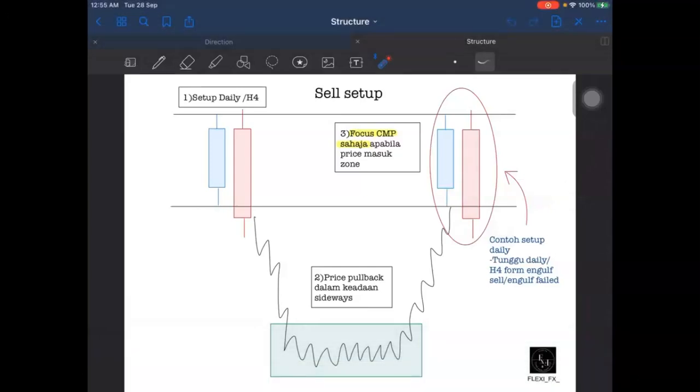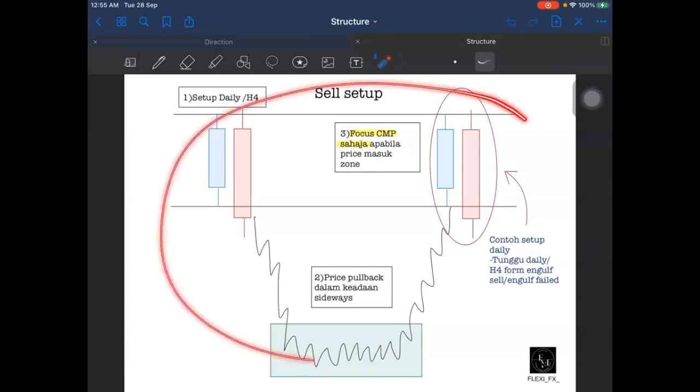Okay, so in this video, I'm going to explain to you guys about the structure, the buy setup structure and the sell setup structure. So in this image, as you can see.